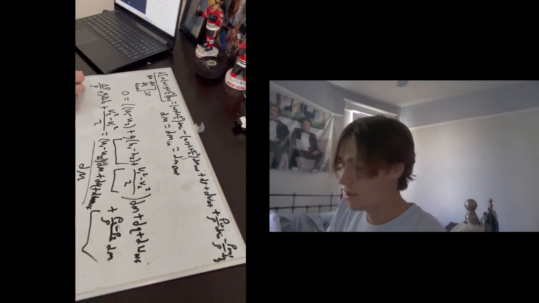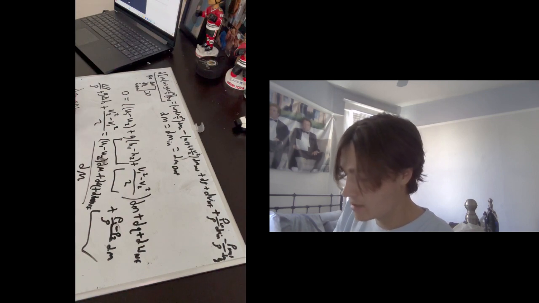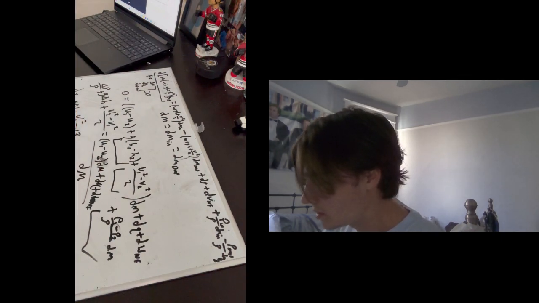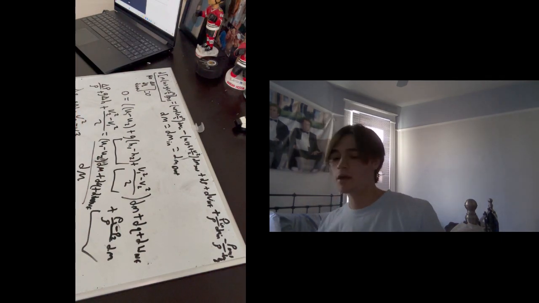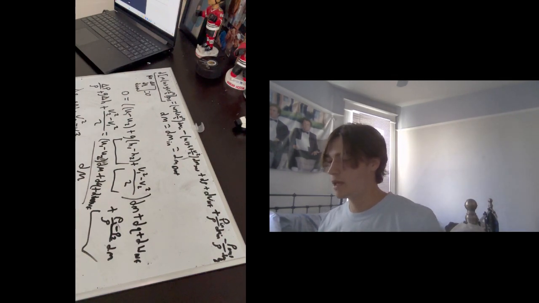And what we're left with is our delta P over our density plus our gravity times our difference in our height, that is not divided by anything, plus V2 squared minus V1 squared over 2. So now we have our simplified version of our energy balance equation when we have some set parameters, which gives us the Bernoulli's equation.